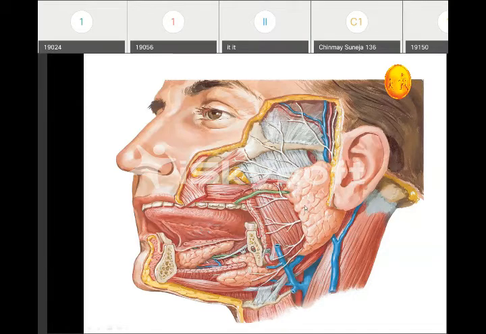Okay? So the mandible is related with three salivary glands. The outer surface of the ramus is related with the parotid gland, and the inner surface of the body above is related with the sublingual gland, and the lower part is related with the submandibular gland.